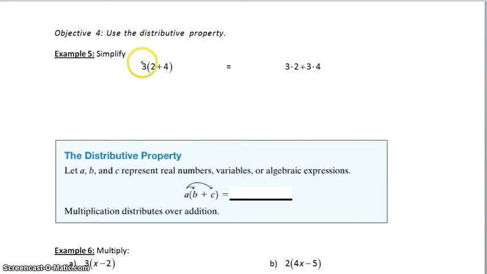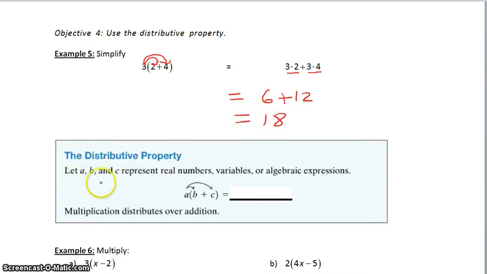What we're doing here, we're distributing this 3 to multiply by both terms in this parenthesis. The first term is the 2. The second term is the 4. Now as shown here, we add 3 times 2, and we have 3 times 4. Now if we continued on with this, 3 times 2 is 6, plus 3 times 4 is 12. 6 plus 12 is 18.